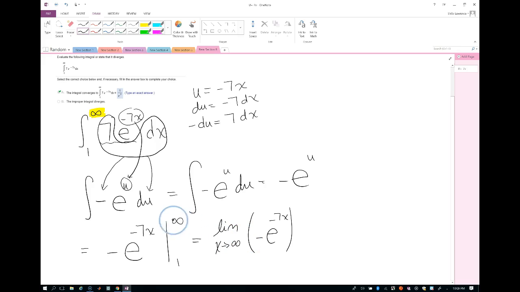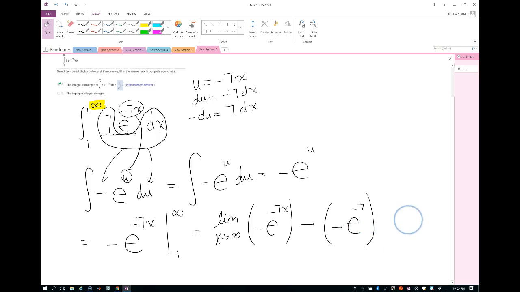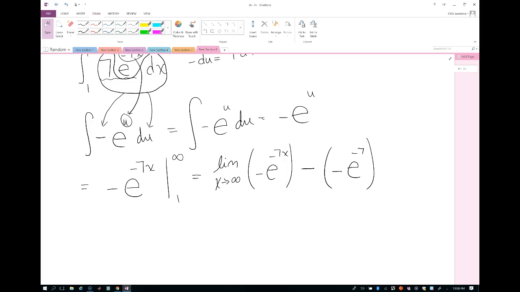That's what we get when we plug our top bound in. And then you subtract whatever you get when you plug the bottom bound in. If we plug 1 in, we get negative e to the negative 7. So negative e to the negative 7 is just a number. What we need to figure out is what happens on this negative e to the negative 7x graph when the x goes to infinity.